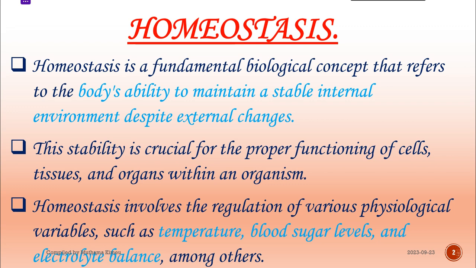This stability is crucial for the proper functioning of cells, tissues and organs within an organism, because our bodies are made of cells, tissues and organs, and also organ systems which make up an organism. Homeostasis involves the regulation of various physiological variables. Different variables within the body are regulated through homeostasis, and they include temperature, blood sugar levels, electrolyte balance, among others.